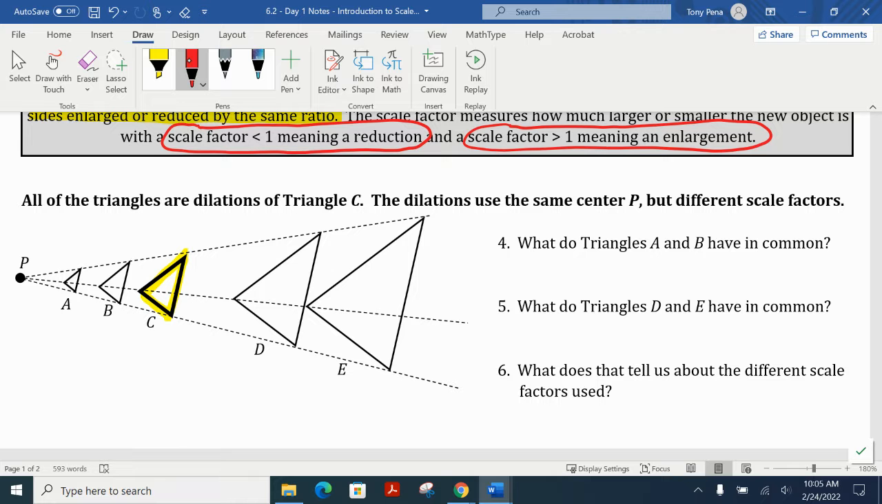So when we look at number 4, it says, what do triangles A and B have in common? What we're looking at is this idea that if this is our original one, do we agree that A and B both got smaller? So they are smaller than triangle C. Smaller is fine. The correct math word that we are going to use is this one right here, the word reduction. So they are a reduction of triangle C. All right, they got smaller.